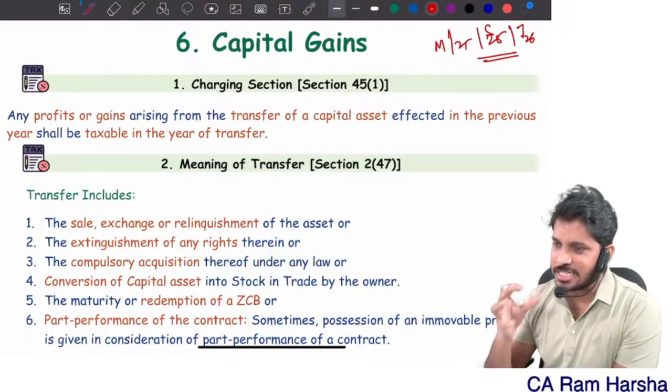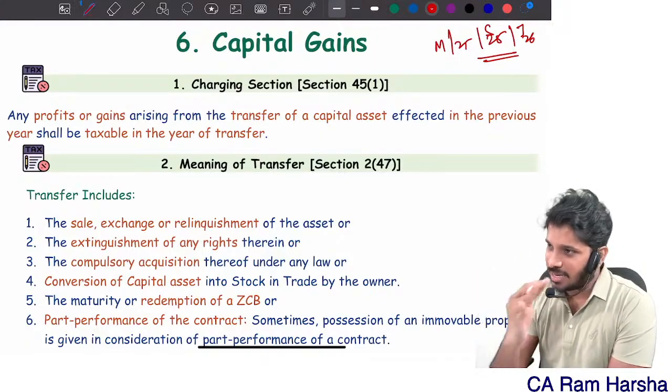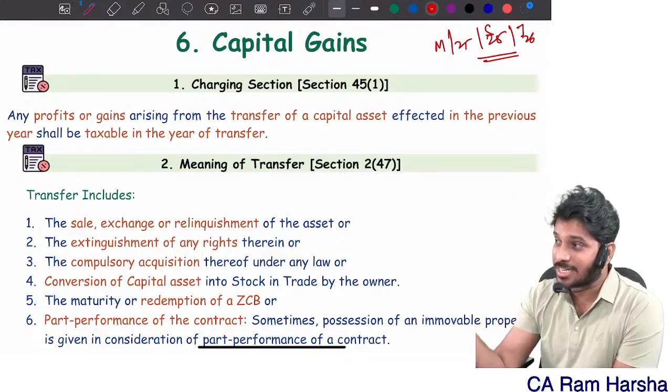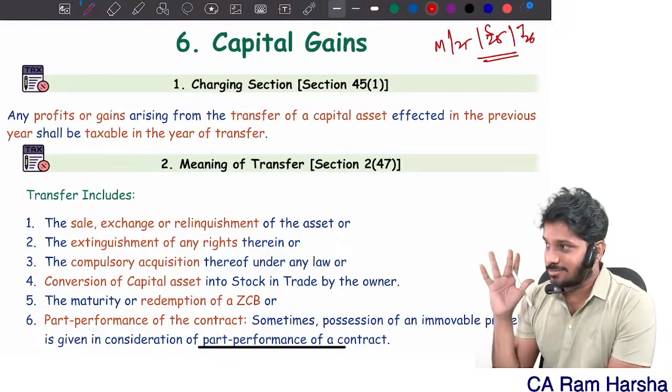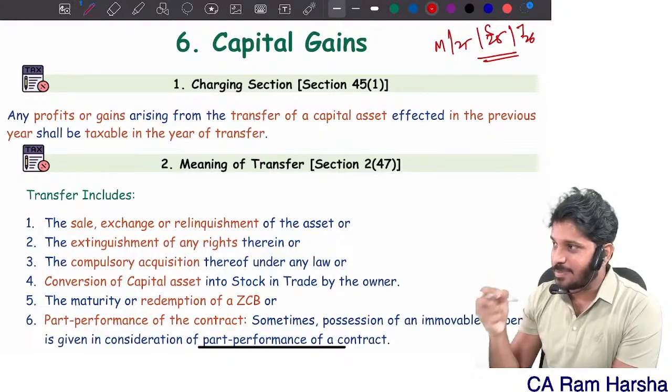Generally, capital gains itself is one complex chapter because of so many dates, so many provisions, so many conditions, so many situations they will cover. Now it became even more complicated. But anyhow, let's break down the entire capital gains.